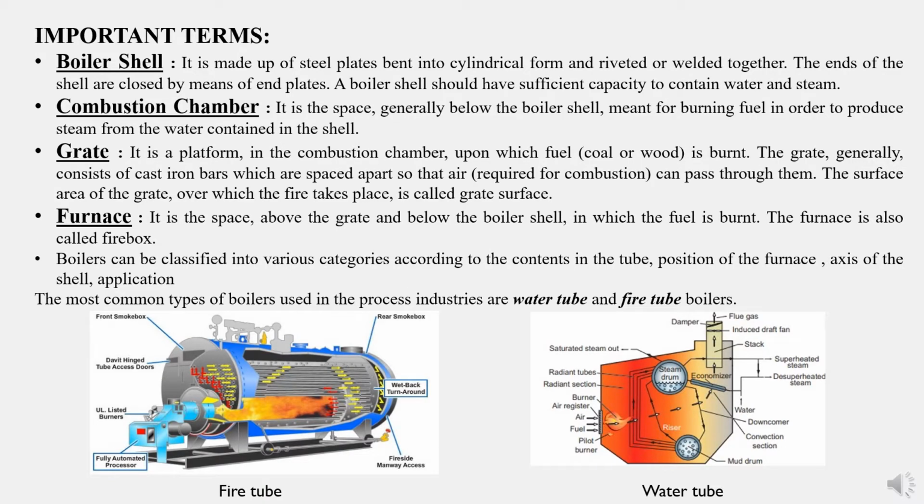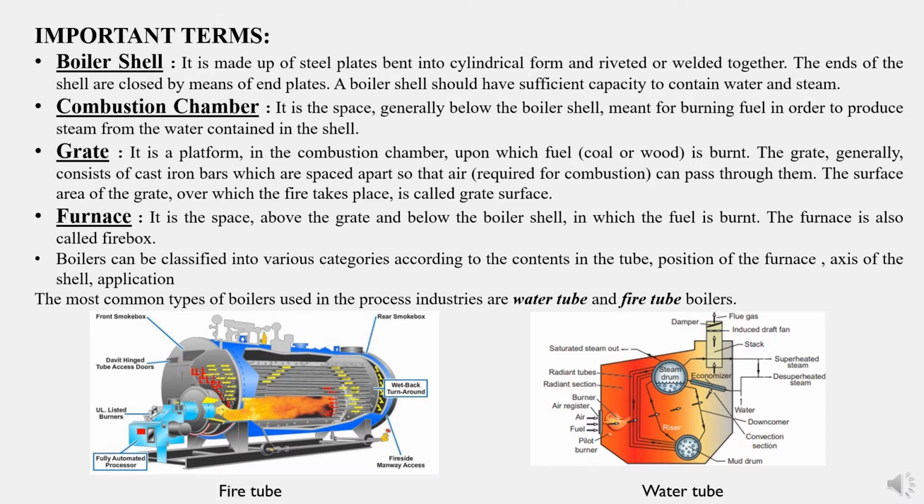Before going into an extensive discussion of boilers, we should know a few important parts of a boiler. Number 1. Boiler shell. It is a cylindrical vessel made up of steel plates. A boiler shell should have sufficient capacity to contain water and steam and should have the strength to withstand high temperatures and pressures.